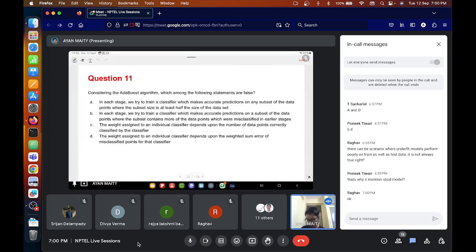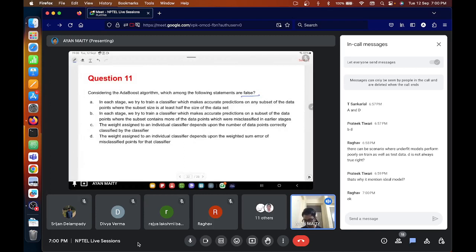Question 11. Considering the AdaBoost algorithm, which among the following statements are false? So you have to find out the false statements, not true statements. Option A is, in each stage we try to train a classifier which makes accurate predictions on any subset of the data points where the subset size is at least half the size of the dataset. Option B is, in each stage we try to train a classifier which makes accurate predictions on a subset of the data points where the subset contains more of the data points which are misclassified in the earlier stages.